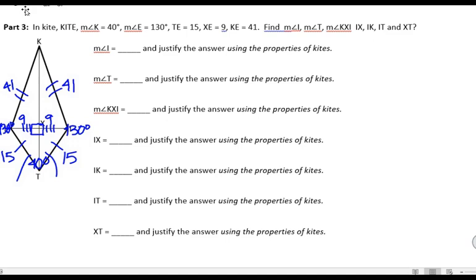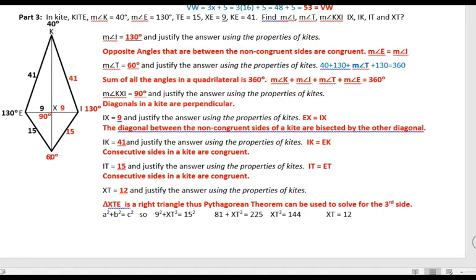So it's asking us for the measure of angle I. Well, that's got to be 130. And our reason for that would be because opposite angles that are between non-congruent sides are congruent. All right, let me pause and go to the other, better written page. So now we have a prettier drawing with all the same measures on it. And it says that the measure of angle I, this angle over here, was 130 because angle E was 130. Opposite angles that are between non-congruent sides are congruent. So the measure of E is equal to the measure of I. You could have also said angle E is congruent with angle I.